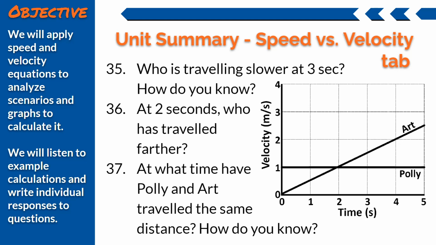Okay, who is traveling slower at 3 seconds? Ollie. Yep, Polly's traveling slower. Was that you, Mason? Thank you, sir. Okay, at 3 seconds, Polly's traveling slower. And again, all you have to do is read the Y value at 3 seconds. Art's going about 1.5, Polly's going 1. Okay, at 2 seconds, who has traveled farther? It's maybe a little bit of a trickier one. But who's traveled farther at 2 seconds? They traveled the same. Equal.